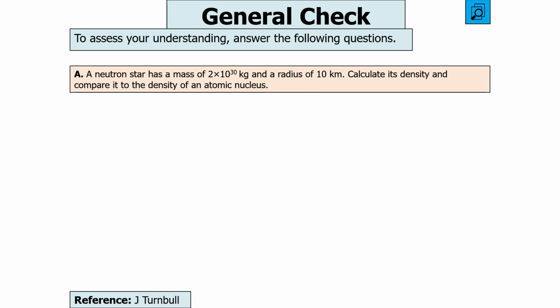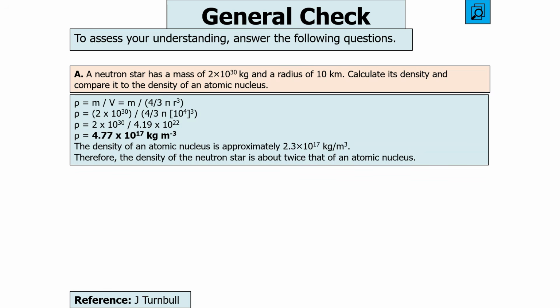A neutron star has a mass of 2 times 10^30 kilograms and a radius of 10 kilometers. Calculate its density and compare it to the density of an atomic nucleus. We know that density is mass over volume, where the volume is 4/3 πr³. We pop in all our values, remembering that 10 kilometers must be converted into meters, and we get our answer to be 4.77 times 10^17 kilograms per meter cubed. Now the density of a neutron star is about twice that of an atomic nucleus.